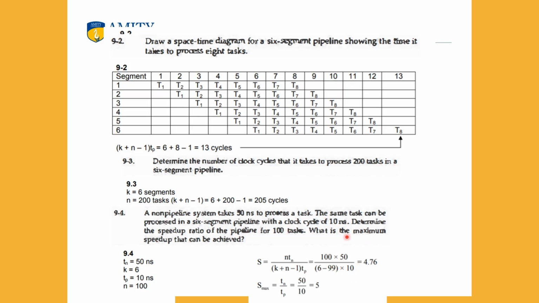That is the exact value, and the maximum that we can get is when we have tn and tp as the same, which will be 50 upon 10. That will be tn upon tp, which will give us the value of 5. This is for 100 tasks, and this will be the maximum speedup that we can get. Both the formulas were studied in module 5, and you can go have a look at them.